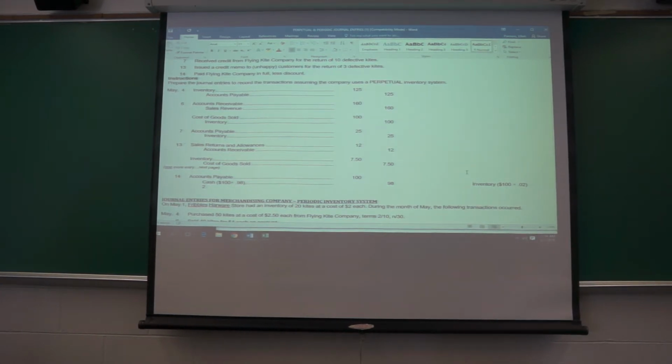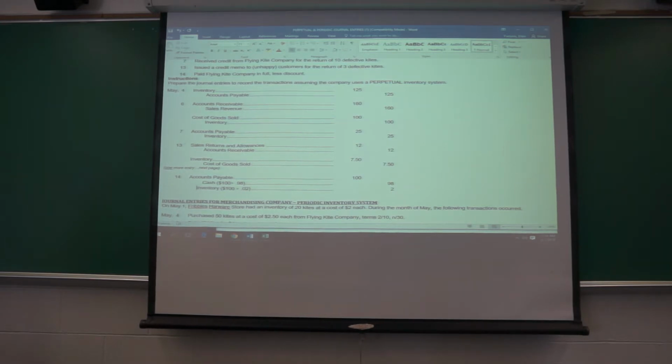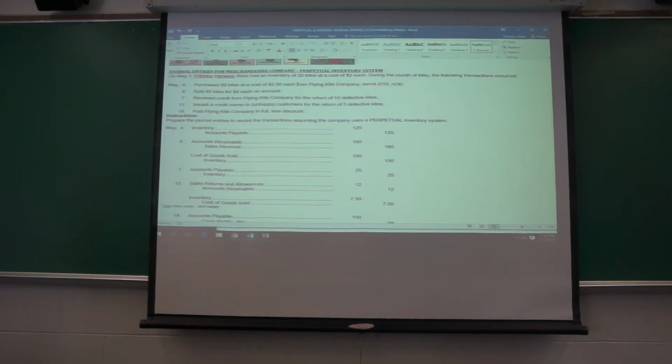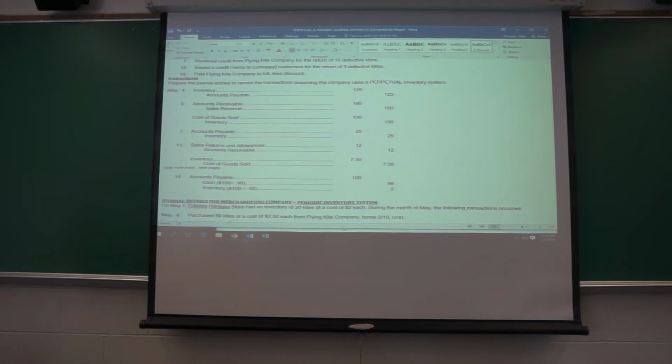Okay, so the accounts payable was 125, but then 25 was returned, so we actually owe 100. So the accounts payable is reduced by 100. The discount is 2% because you get the terms here. It's 2/10, net 30. So 2% off the 100 would be $2, and because it's perpetual, we reduce the inventory account, and then we send them a check for 98.